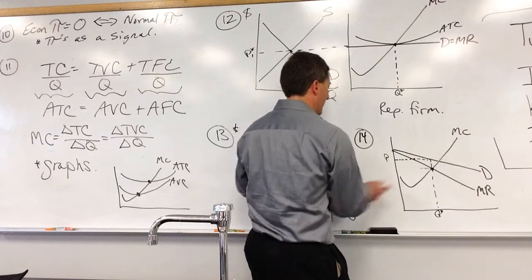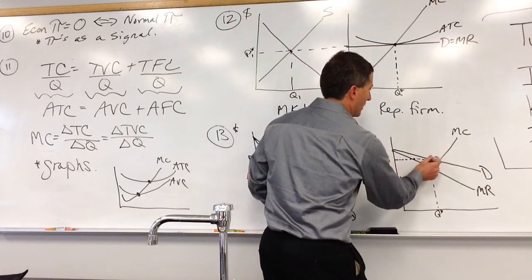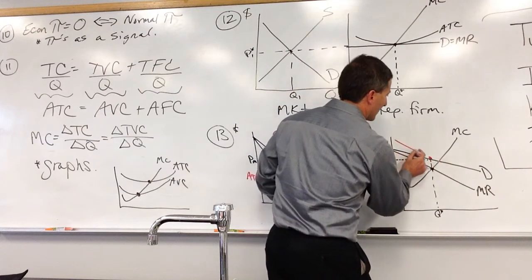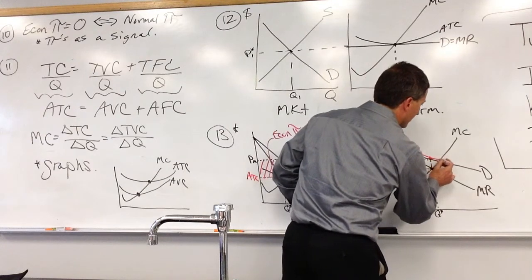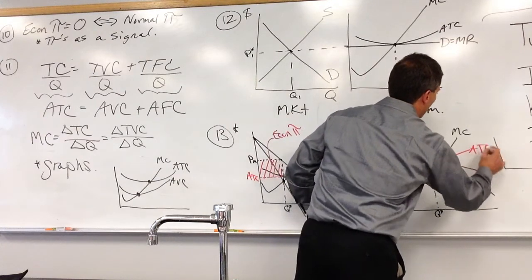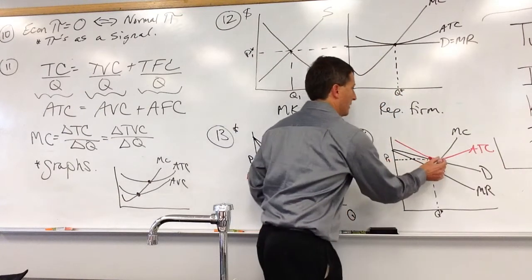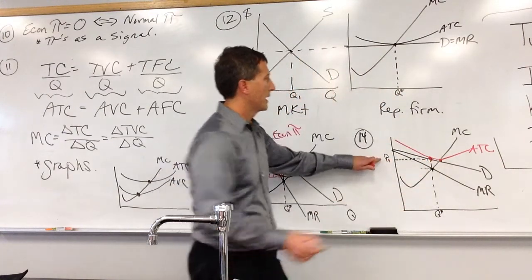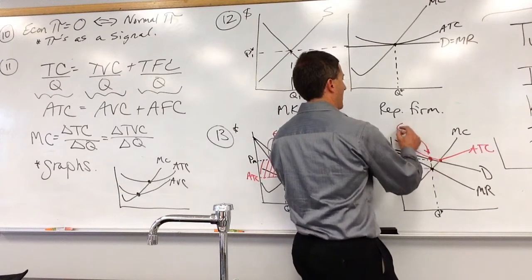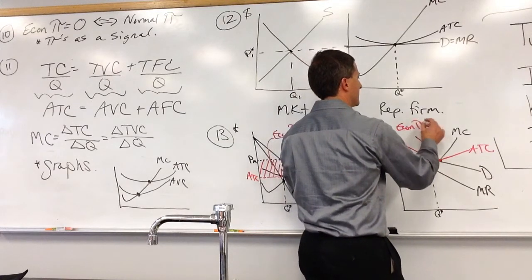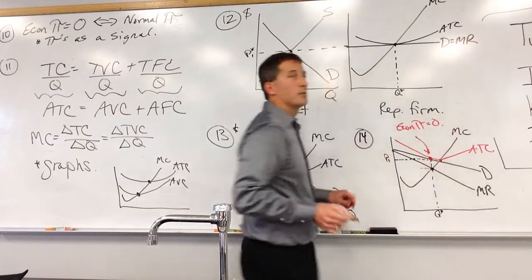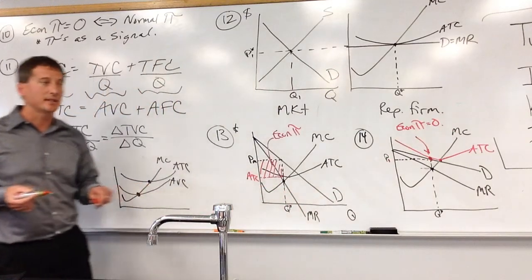And in the long run, they're not going to make any economic profit. So the average total cost curve is kind of unique in that we had economic profit equal to 0 because we had free entry and exit.